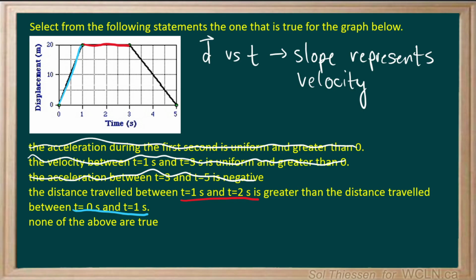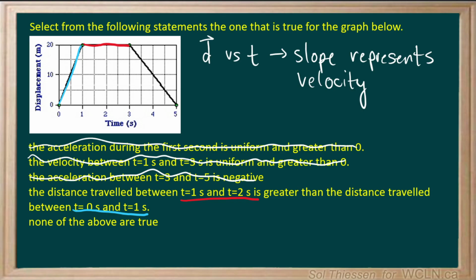So if you look at the red portion of the graph, we see that the object is at rest, as I mentioned before, meaning that it doesn't travel at all. And during the blue portion of the graph, the object travels a 20-meter displacement. So this statement is false. It should be reversed if we want it to be true.